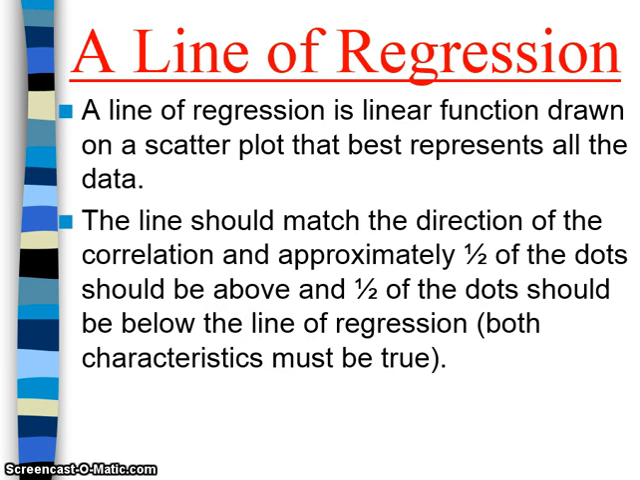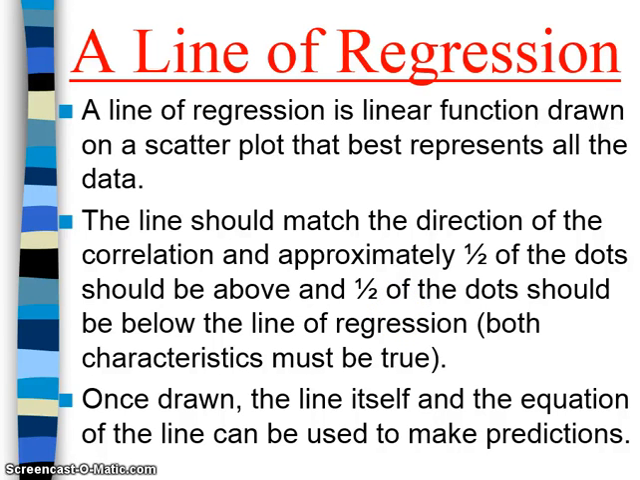The line should match the direction of the correlation, meaning if you see a positive correlation, then the linear function should have a positive slope. If you see a negative correlation, you should see a negative slope on your line. That's what it means by match the direction. And approximately half the dots should be above and half the dots should be below the line of regression. And both of these characteristics must be true.